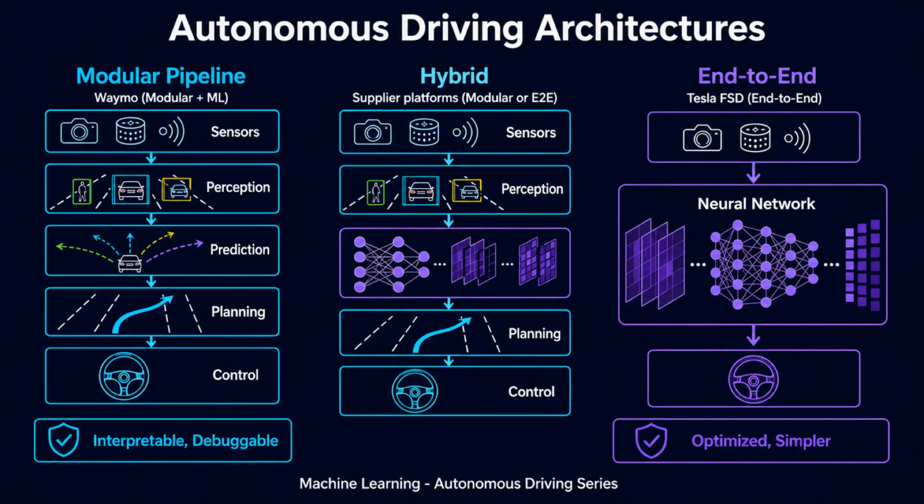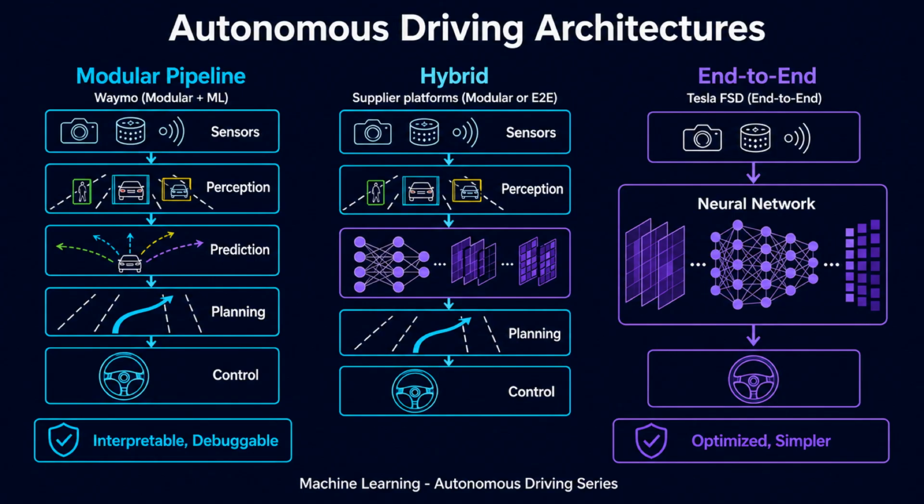The end-to-end approach, championed by Tesla, feeds raw sensor data directly into a large neural network that outputs driving commands. Tesla's FSD versions 13 and 14 use this architecture with vision-only input from 8 cameras. The advantage is that the entire system is optimized jointly, potentially avoiding information loss between modules.